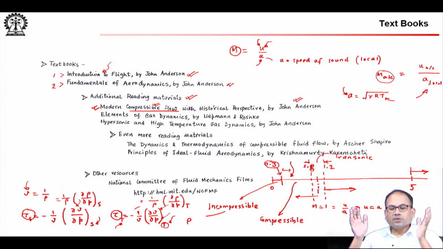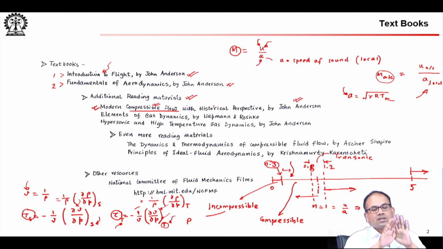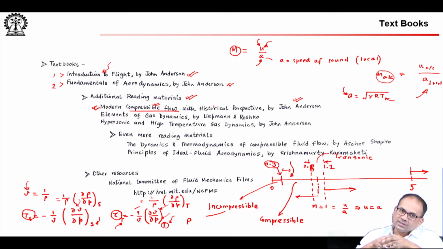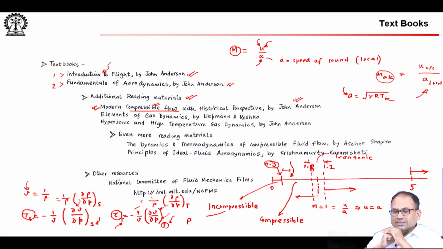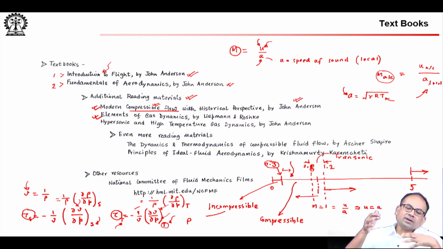So, there are all these different things that we will be talking about, but the modern compressible flow with historical perspective essentially covers compressible flow in the supersonic window of Mach numbers. After that, I have given the name Elements of Gas Dynamics by Liepmann and Roshko. Now, this one is a classic text in aerodynamics. When I say classic text, what I mean is a lot of other books and material are often a rehash of the material in Liepmann and Roshko.